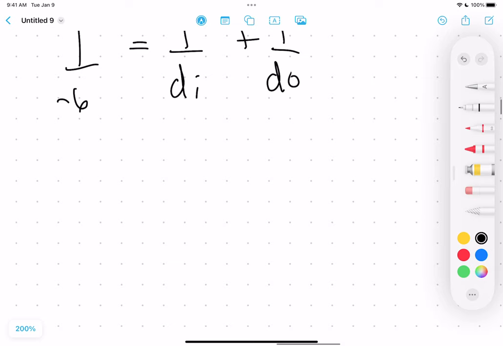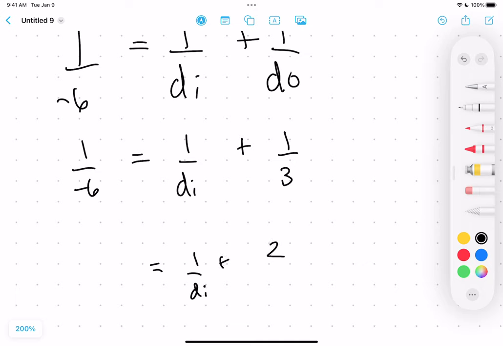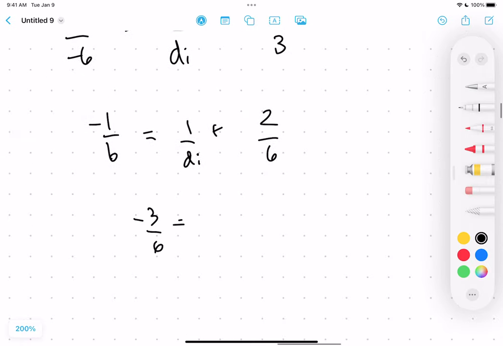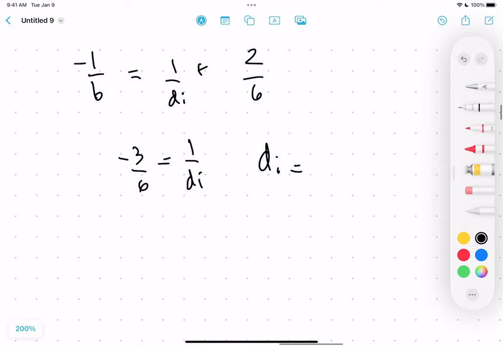So plus 1/3, right? And it's going to be positive because that's our object now. And 1/di is what we're trying to figure out here. And we have 1/-6. So this is 1/di plus 2/6, and then minus 1/6 here. And then it'll just be -3/6 is equal to 1/di, right? And that just gives us di is equal to -2 centimeters.